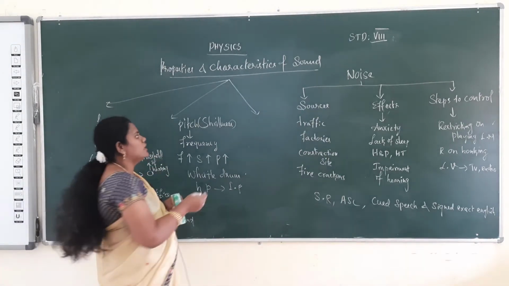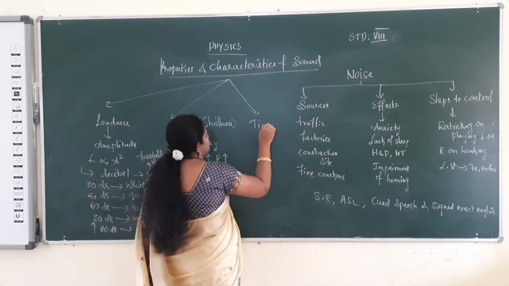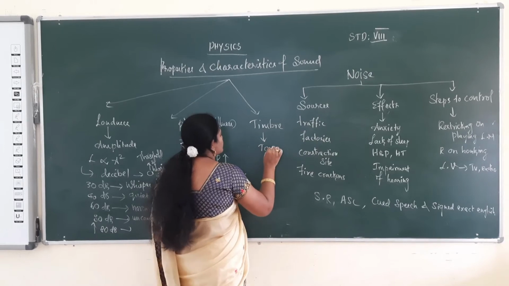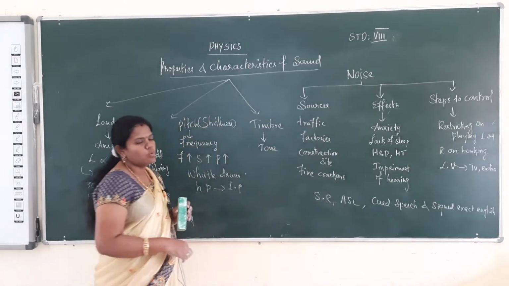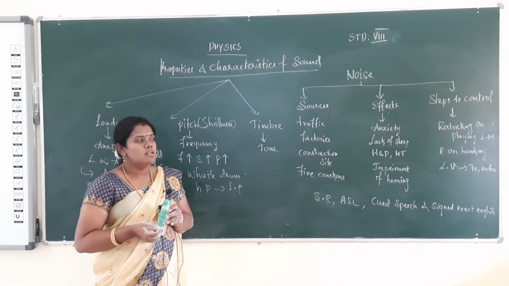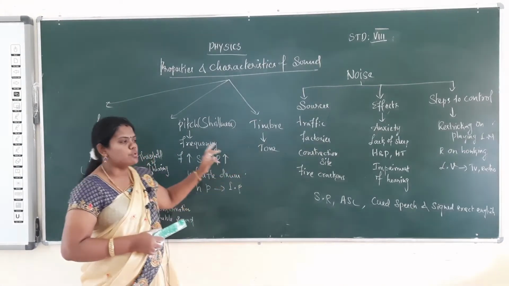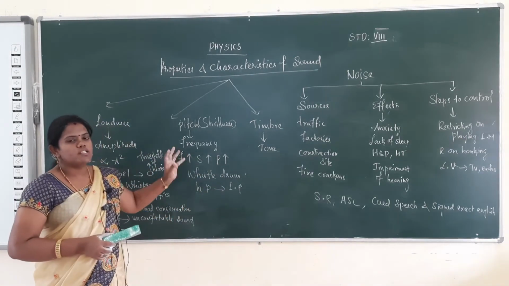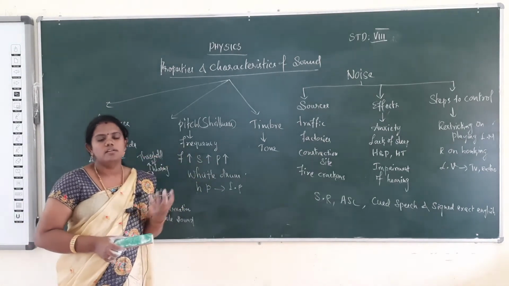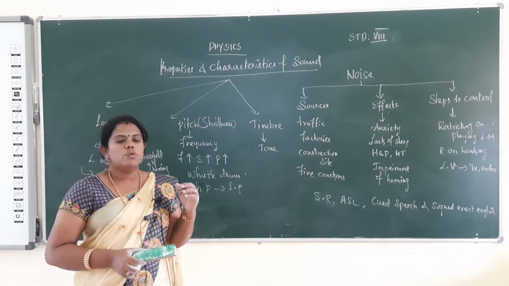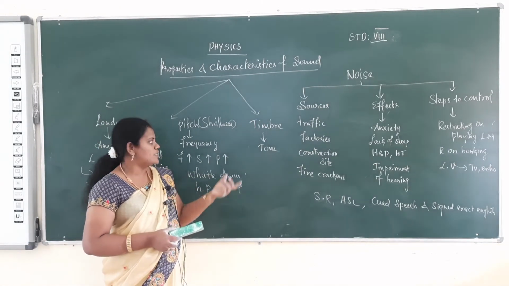And the third one is timbre. Timbre is denoted as tone, high tone sound, low tone sound. Tone means a pleasant music. The tone distinguishes sounds of the same loudness and same pitch. Different sounds having the same loudness and same pitch can be easily distinguished by using the tone.